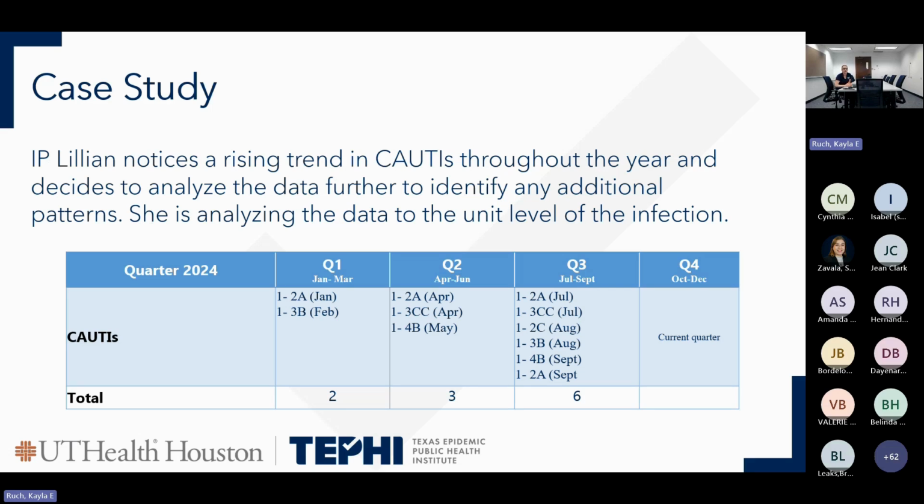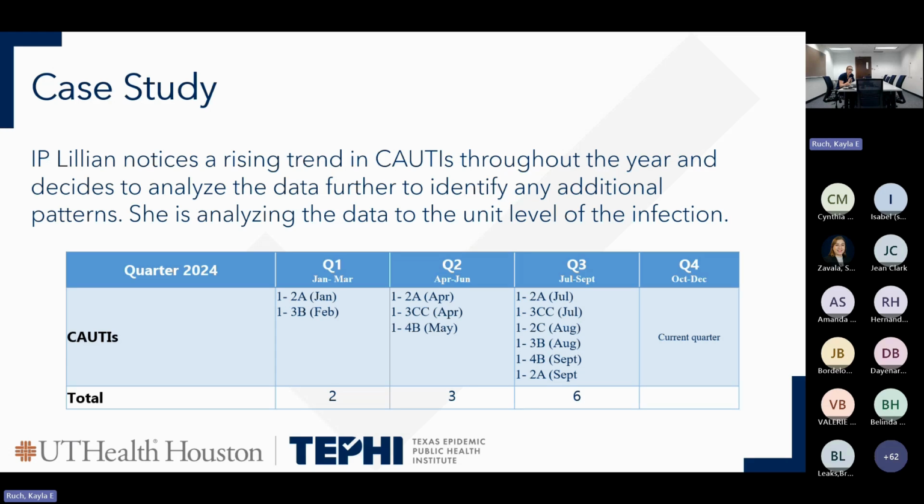So now she's breaking down the data even at the unit level. Our first way of looking at it in the last slide was at the organizational level, and now we're breaking it down to, well, where have these CAUTIs been? What has been exactly going on? So now we look at our different areas throughout the organization.